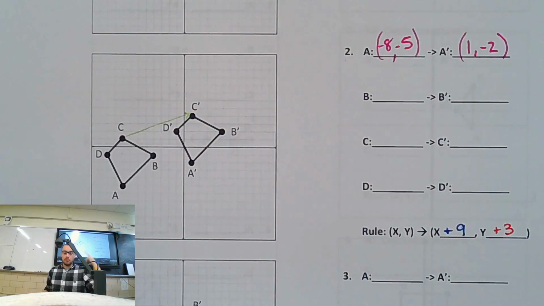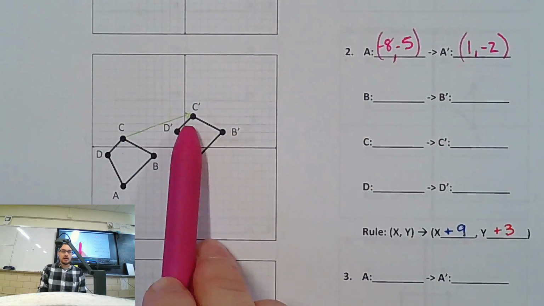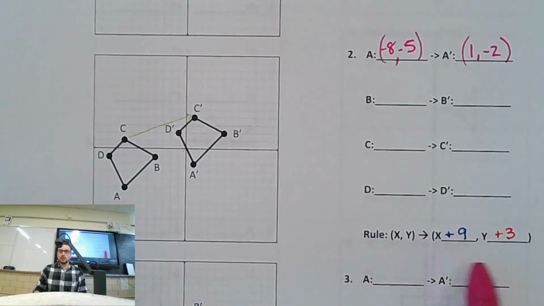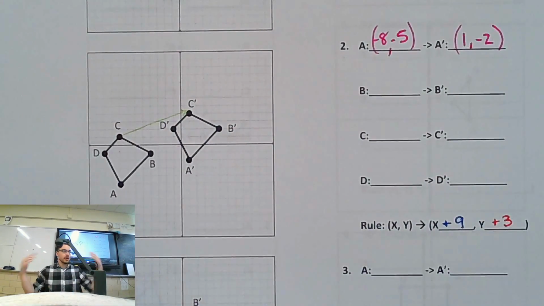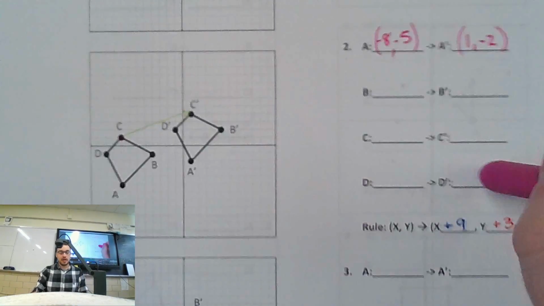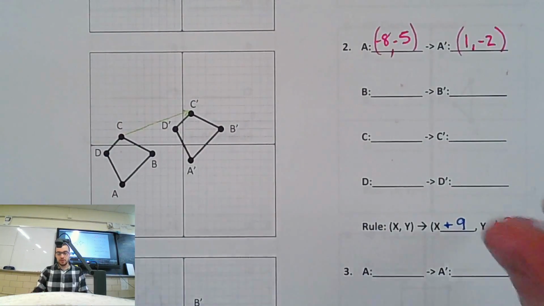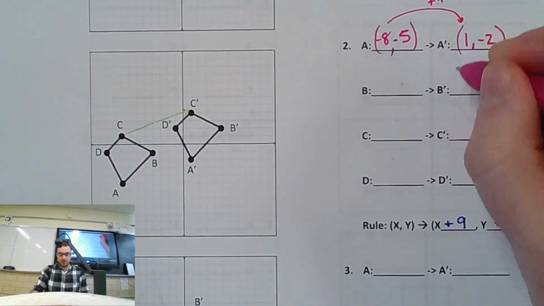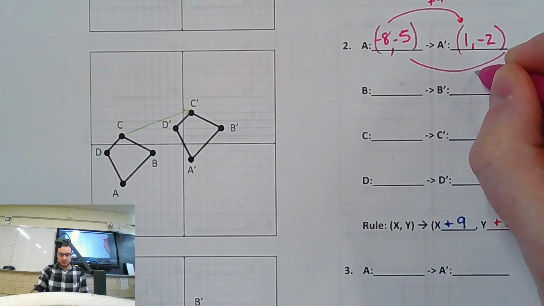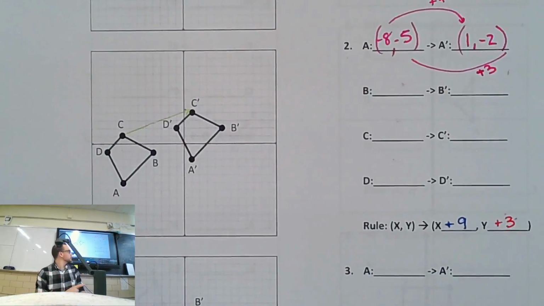So you have 2 ways of figuring this out. One, figure it out looking at the diagram and find your rule, and then apply it to all your coordinates. Or write down all your coordinates, which takes way more time, but then you'll be able to see exactly what's going on. And then you can write your rule. From here to here, I added 9, and from here to here, I added 3, right? That's the rule.